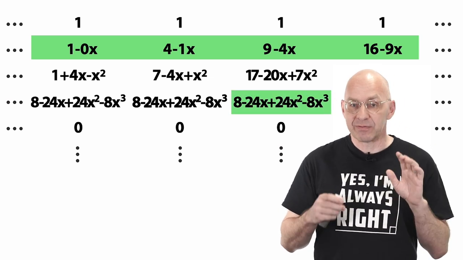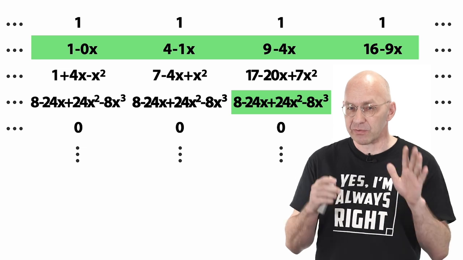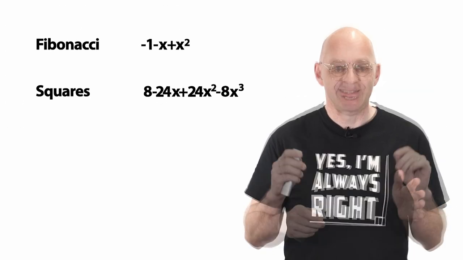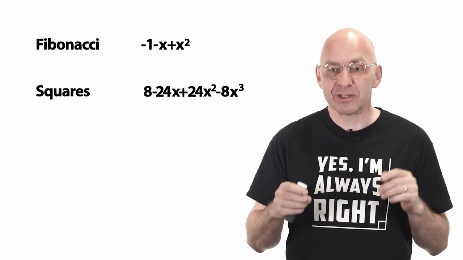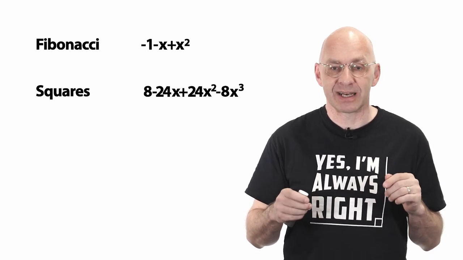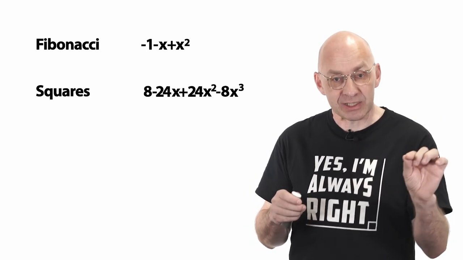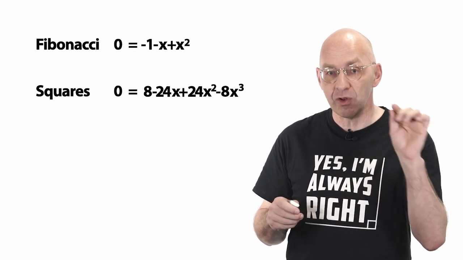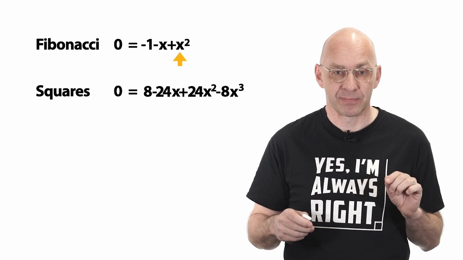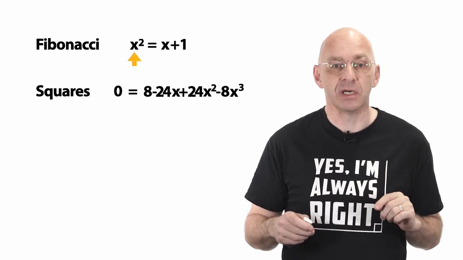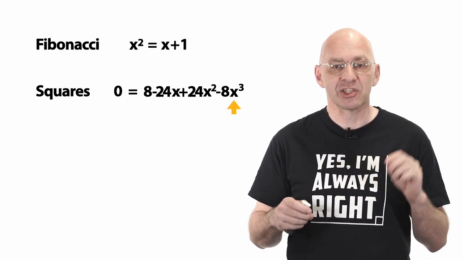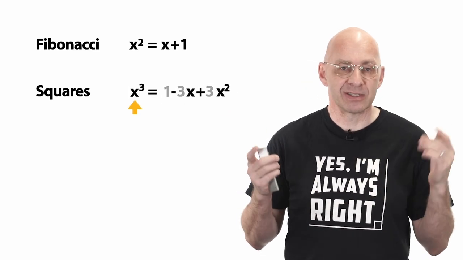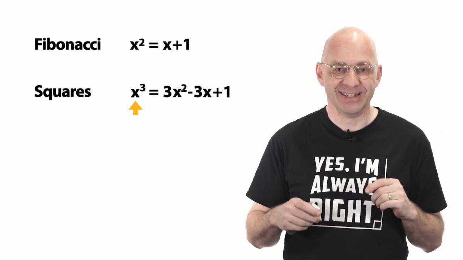Okay, so we have these two polynomials, the one for the squares and the one for the Fibonacci numbers. Now I will show you how formulas for our two sequences are hidden inside these two polynomials. To extract these formulas, set both polynomials equal to 0. Now, solve for the largest powers of x. There, solve for x squared. That's easy. And here, solve for x cubed. And isn't algebra autopilot fantastic?